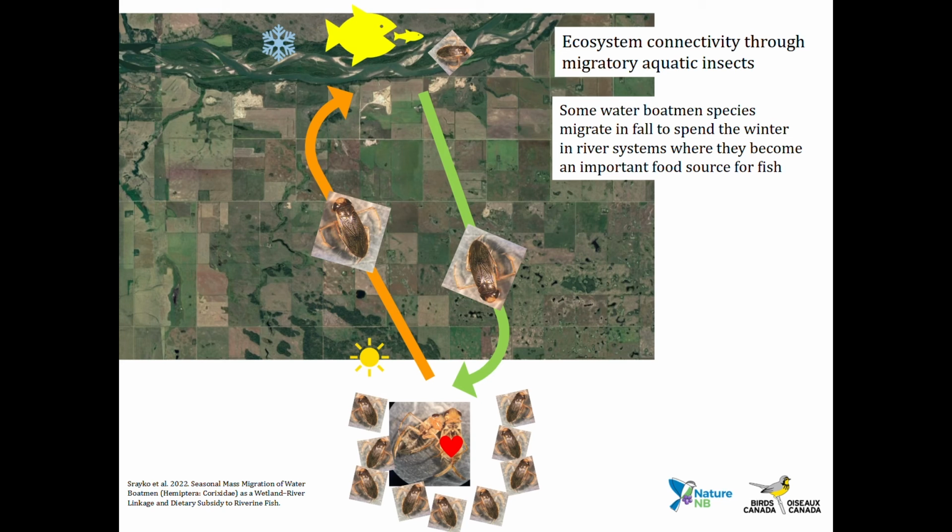And wetlands are also important for ecosystem connectivity. They connect with other ecosystems in really surprising ways. For example, water boatmen, which are a species of invertebrate that is quite common in wetlands, will move between wetlands and nearby river systems. In the fall, they will go to those nearby river systems and become important food sources for fish. So they allow important nutrient cycling between wetlands and other ecosystems like rivers.